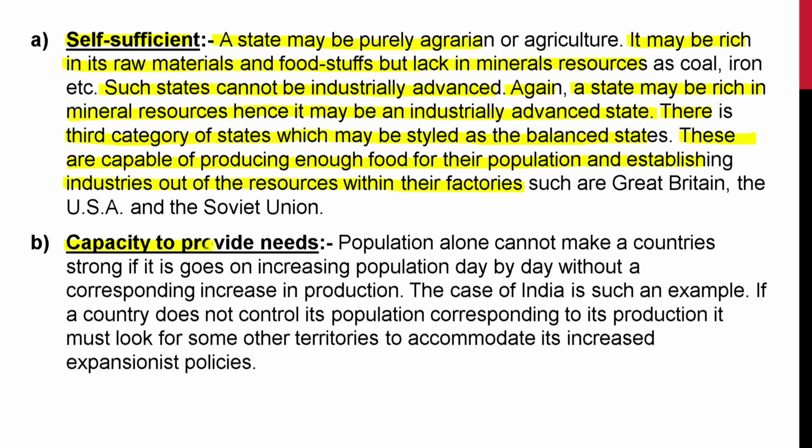B. Capacity to provide needs. Population alone cannot make a country strong if it goes on increasing population day by day without a corresponding increase in production. The case of India is such an example. If a country does not control its population corresponding to its production, it must look for some other territories to accommodate its increased expansionist policies.